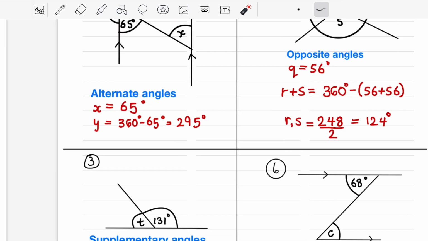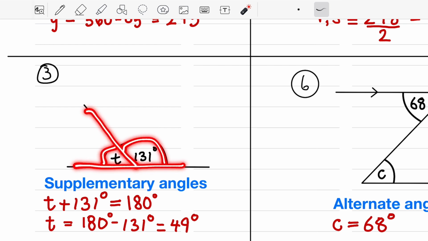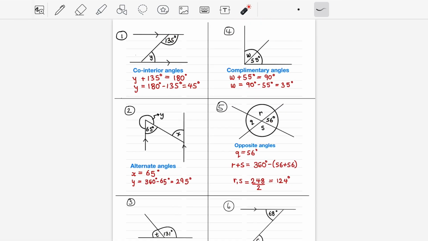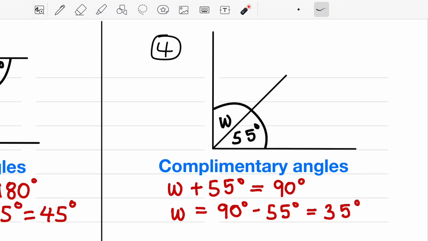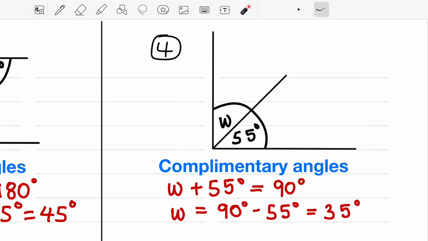Next, we have supplementary angles. These are angles that sum to 180 degrees. So T will be equal to 180 take away 131, which is 49 degrees. Number 4, again, complementary angles, they sum to 90 degrees. So W plus 55 is equal to 90. So W will be equal to 90 take away 55, which is 35 degrees.